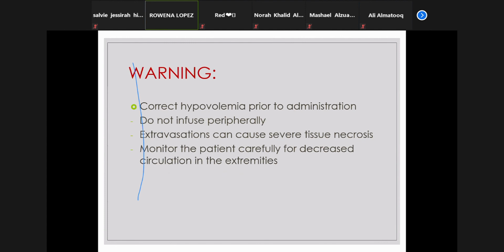But you have a warning here. Correct hypovolemia first prior to administration of dopamine. Do not infuse peripherally, and extravasation can cause severe tissue necrosis. Monitor the patient carefully for decreased circulation in the extremities.